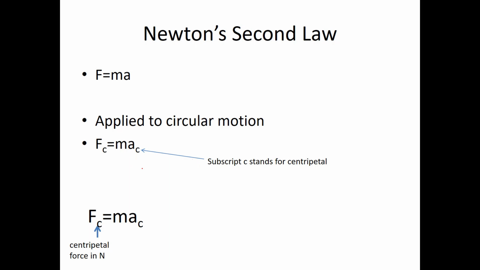Newton's second law applied to circular motion: centripetal force equals mass times acceleration. The subscript stands for centripetal force, and force is in newtons, mass is in kilograms, and acceleration is in meters per second squared. Once again, watch out for the units in the equation. That's going to help you pick out which equation to use.